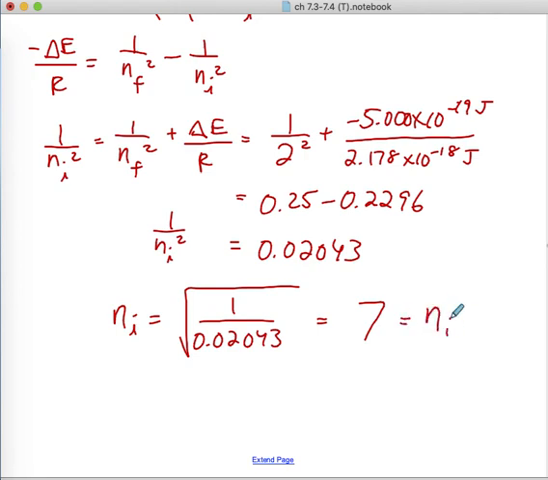So that means in this transition, the hydrogen atom started in the 7th quantized energy level, and in dropping down to the 2nd quantized energy level, it emitted a photon of light with a wavelength of 397.2 nanometers. And that's about it.